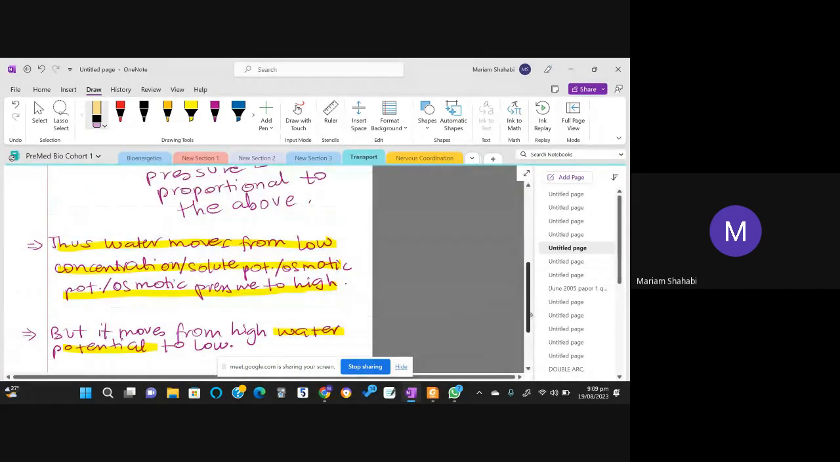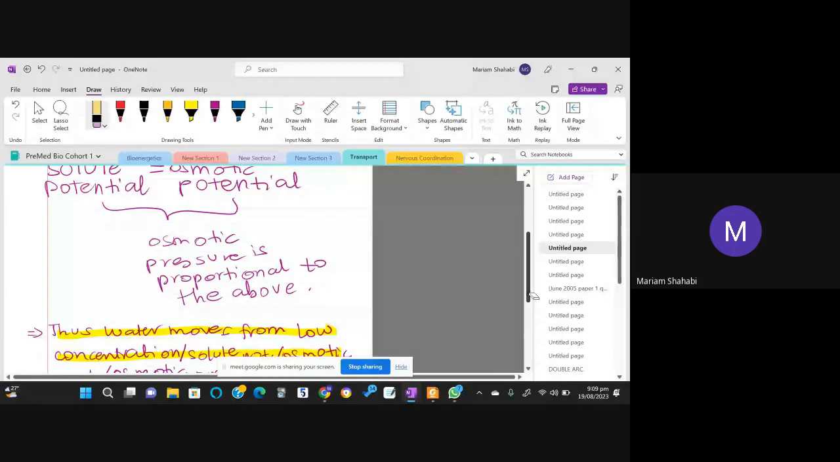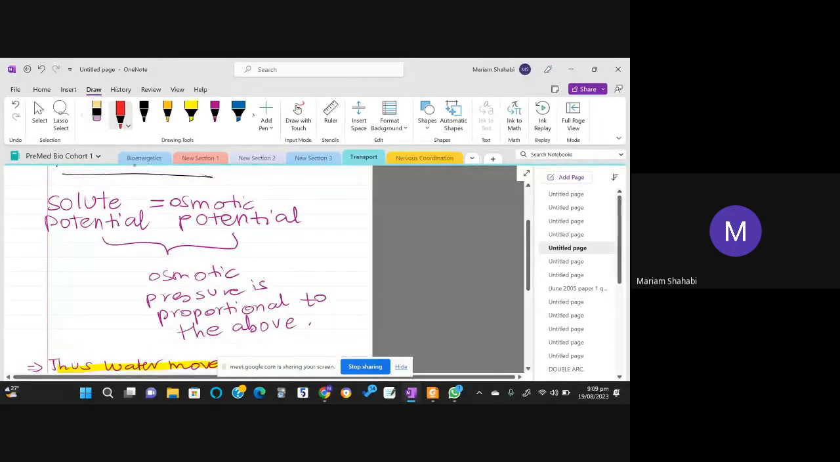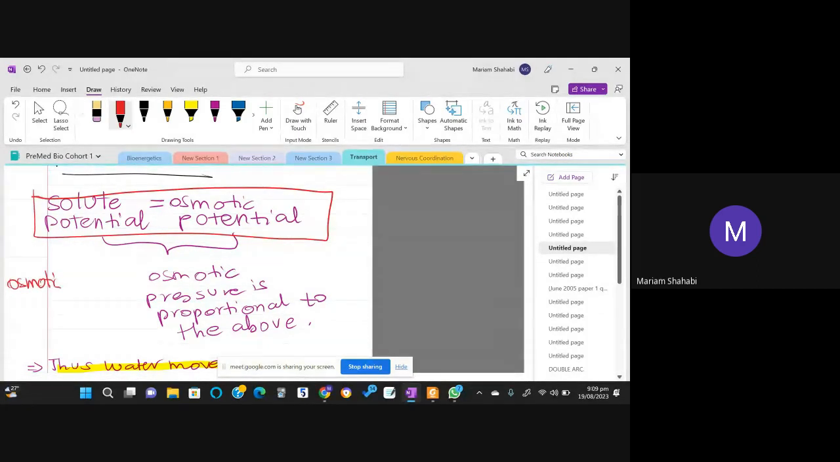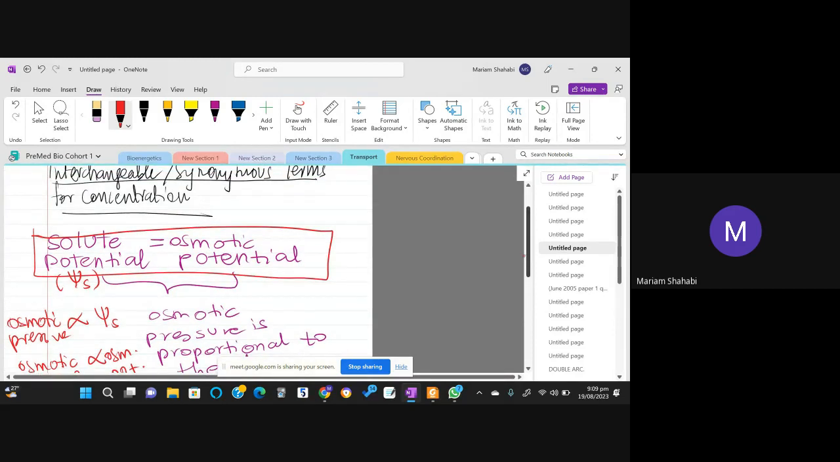pressure potential, osmotic pressure is directly proportional to these terms. Solute potential is the same thing as osmotic potential. ठीक है? And osmotic pressure is directly proportional to solute potential. ठीक है? And osmotic pressure is directly proportional to osmotic potential. And also मैंने pressure potential भी बताया था ना, तो pressure potential भी is directly proportional to the concentration of this.